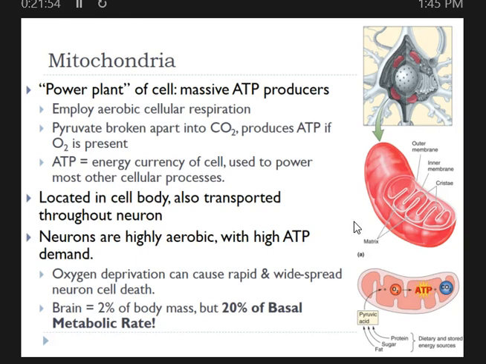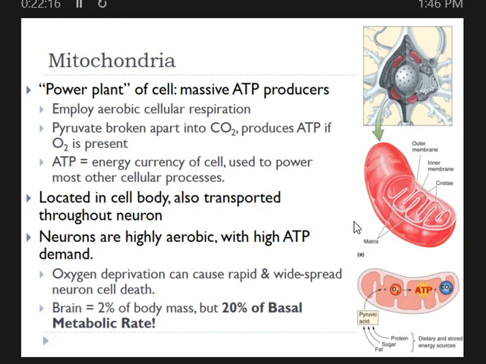Again, neurons are highly aerobic. They have very high ATP demand. If you have some kind of deprivation of oxygen, so you have somebody that is drowning, that can cause rapid and widespread neuron cell death. And unfortunately, neurons, along with heart cells, are probably two of the most sensitive kinds of cells to this. They just don't do well if they have to rely on any other kind of ATP production.